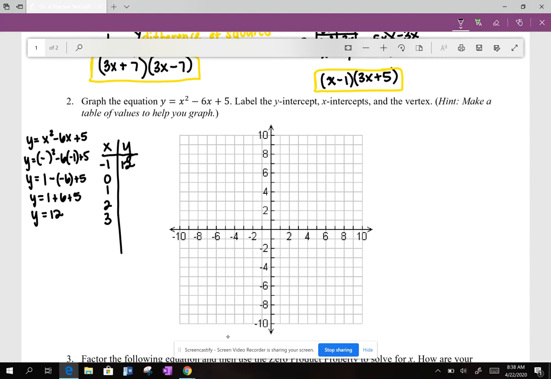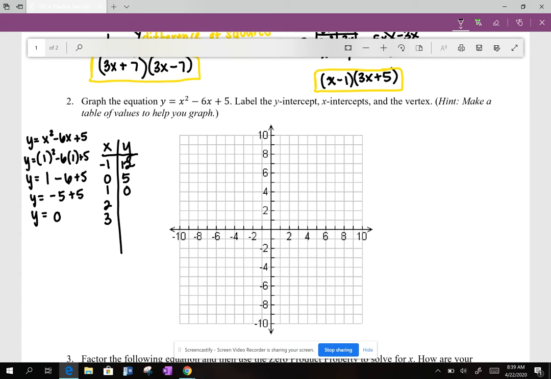Okay, now let's plug in 0, and let's just go down the table. Okay, 0, 0 squared is 0, 0, 5, 5. Okay, that was pretty quick. Let's do 1 now. 1 squared is 1, 6 times 1 is 6, 1 minus 6 is -5, plus 5 is 0.